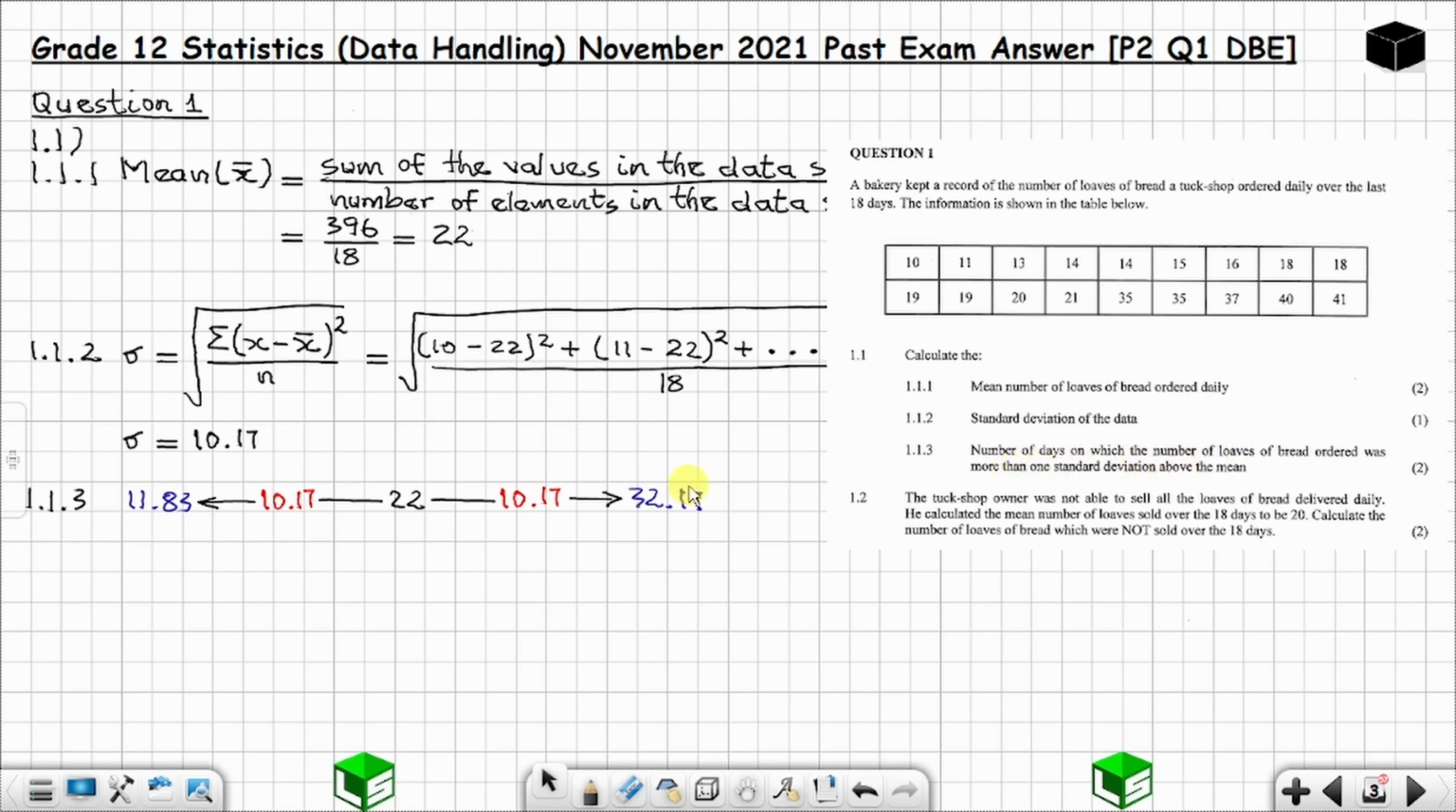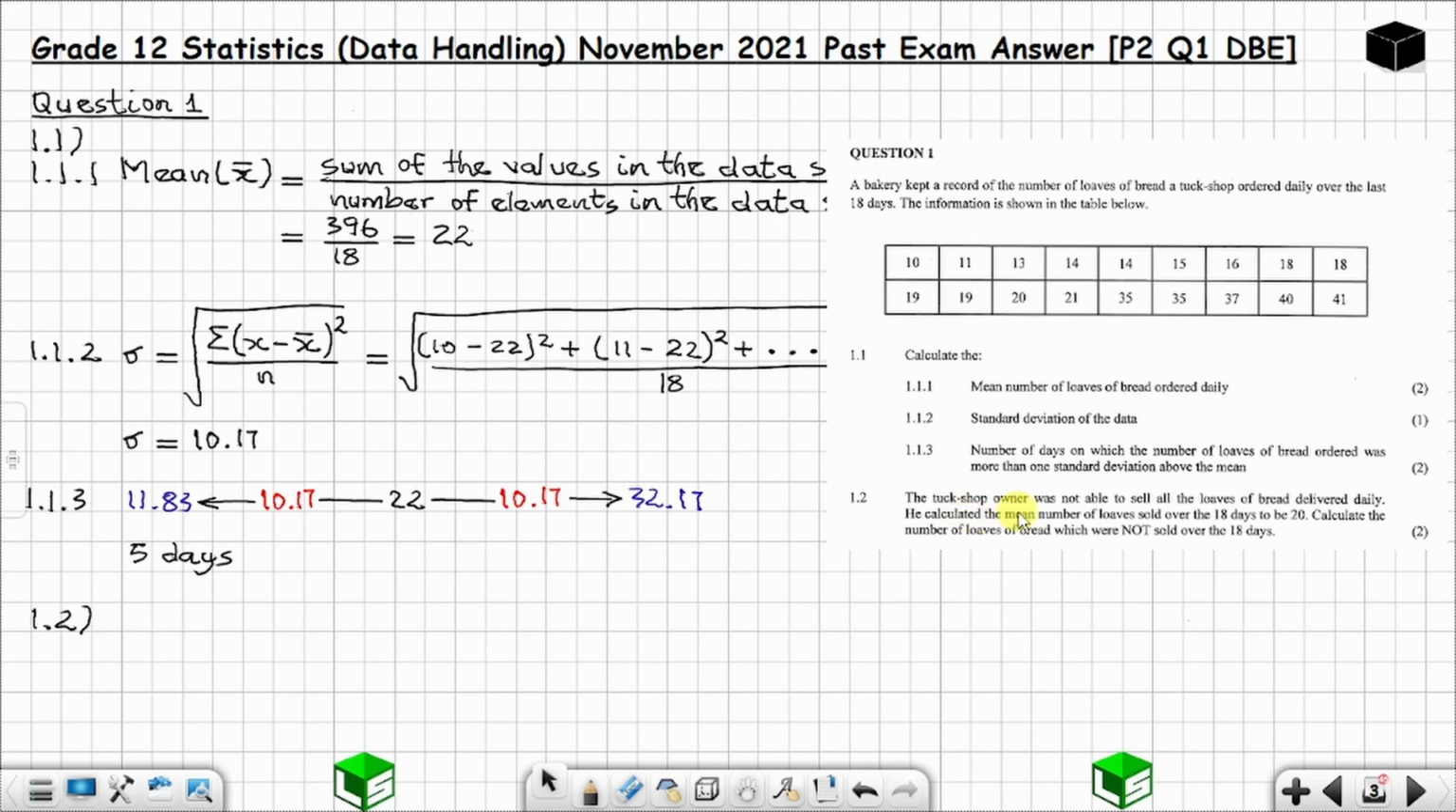Now, when you look at the table, you can see it's 35 and this 35 and 37, 40 and 41. Only these values are greater than this. So the rest of the values, they are less than this. So only on 1, 2, 3, 4, 5 days, you had values which are more than 1 standard deviation above the mean. So it's only 5 days.